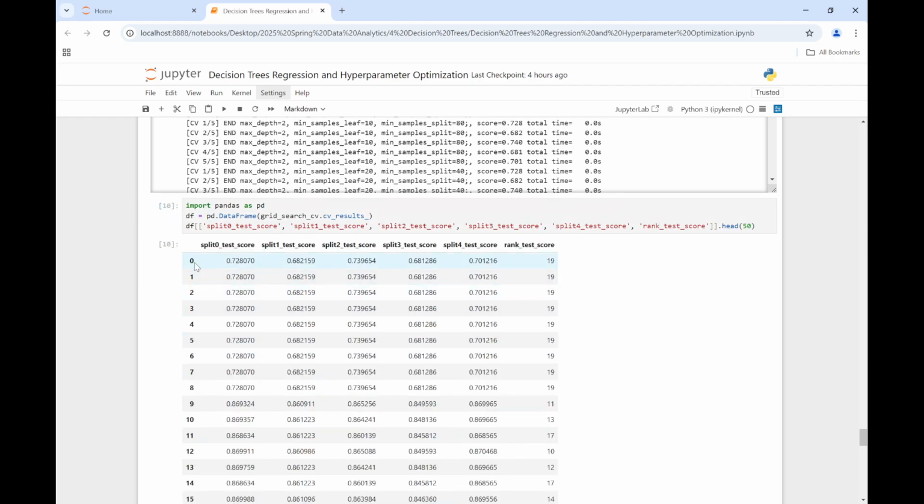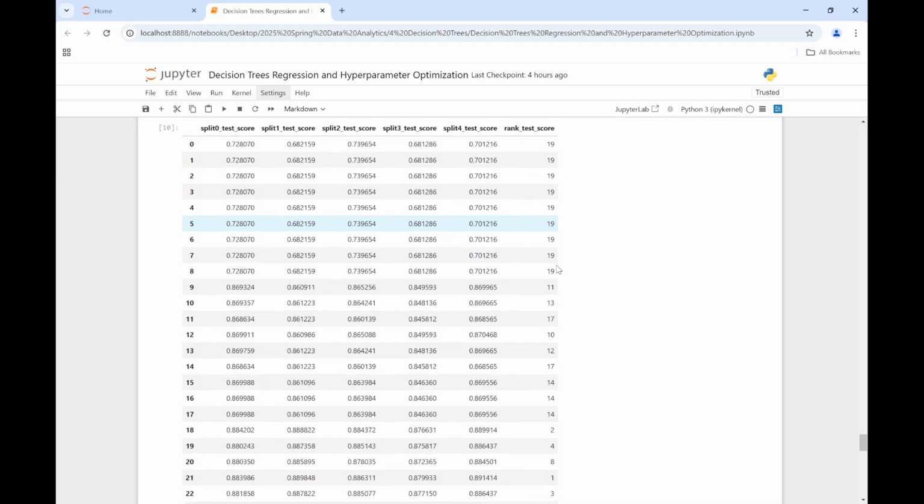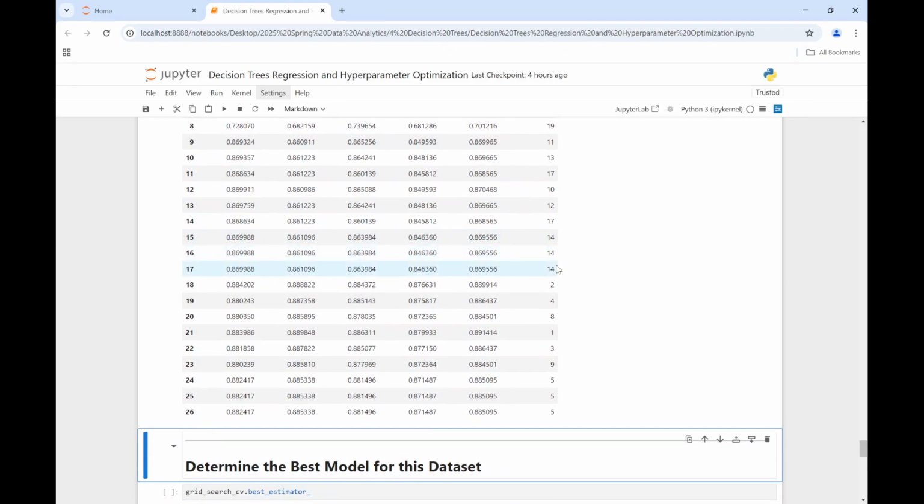So I have model 0 and its R-square performance against the first split, the second split, third, fourth, and fifth split. And I can also rank the model. This model is ranked 19th. And if I scroll down this table over here, you'll find that there's one model which appears to do better than the rest. It has an R-square value of close to 0.89 with split 1, 0.89 with split 2, with split 3, with split 4, and split 5.